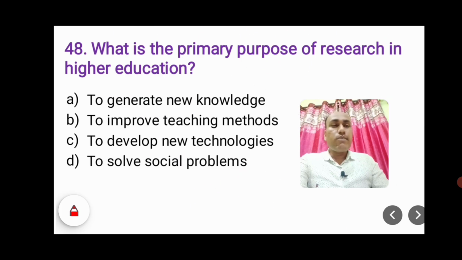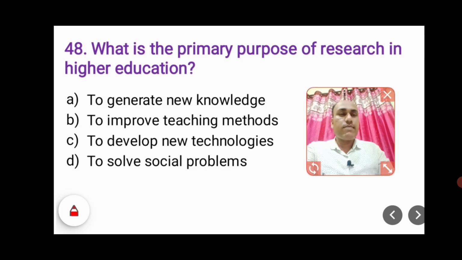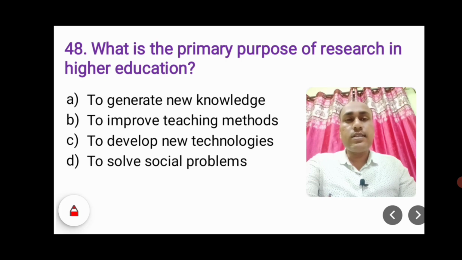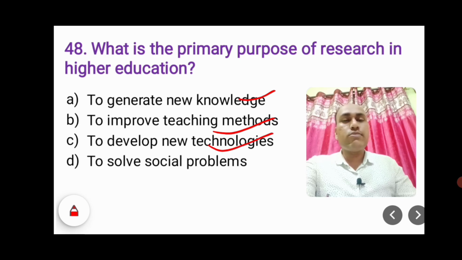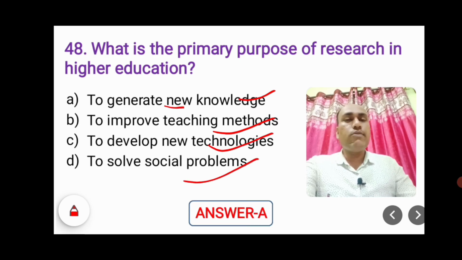What is the primary purpose of research in higher education? Why is research used in higher education? To generate new knowledge, to improve teaching method, to develop new technologies, to solve social problems. So the answer will be A, to generate new knowledge. By research, new knowledge, new outcomes and new inventions are getting generated. So research is involved in higher education.